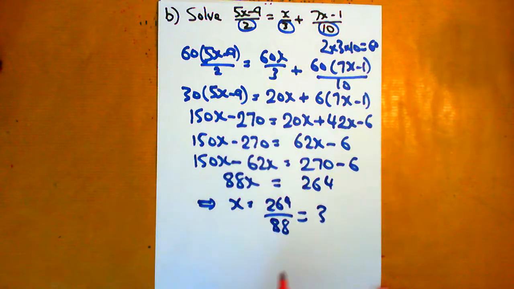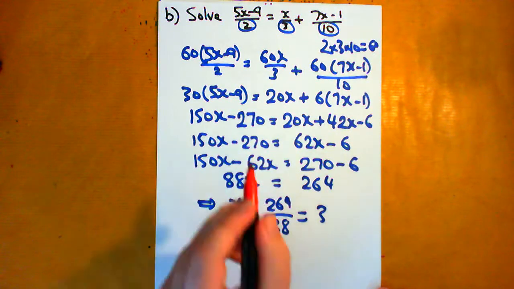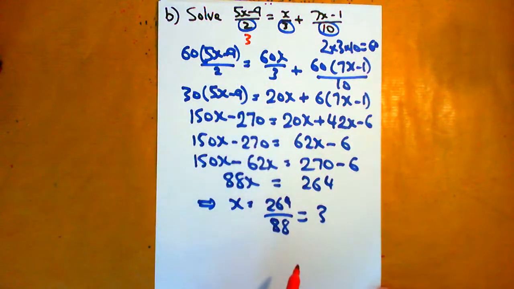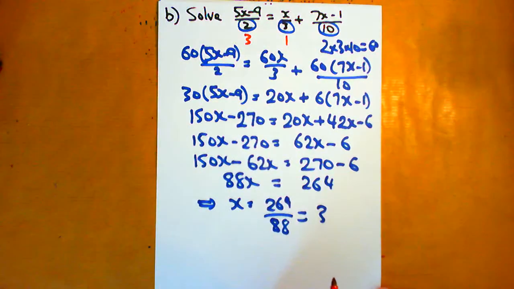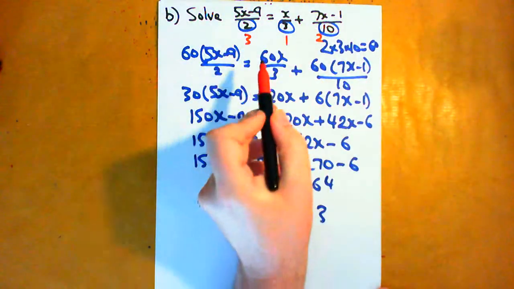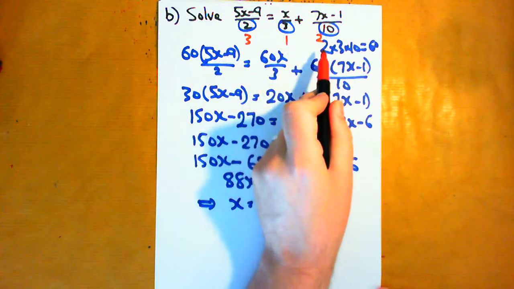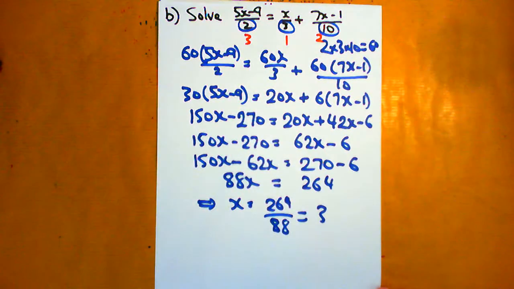Okay, so we'll check that. So if we substitute x equals 3 into the left hand side of the equation, we get 5 times 3, which is 15, minus 9, which is 6. Divide that by 2, we get 3. On the right, x over 3, well that's 3 over 3, which is 1. And 7 times x will be 7 times 3, which is 21, minus 1 is 20, divided by 10 gives us 2. So 1 plus 2 does indeed give us our 3, so it works.